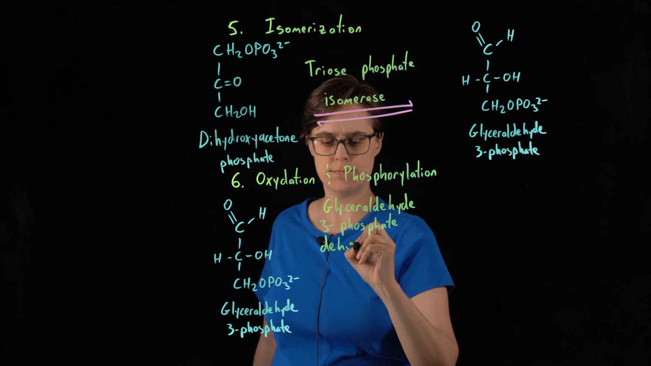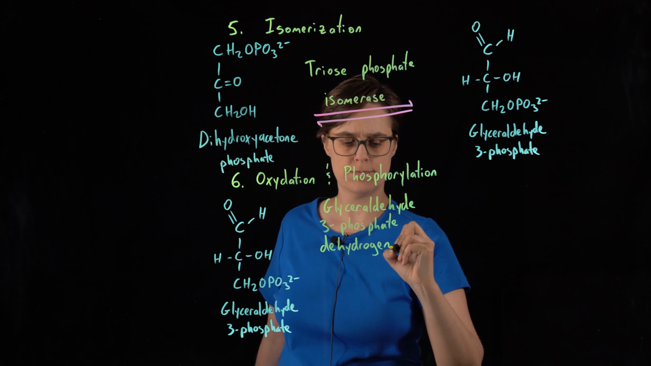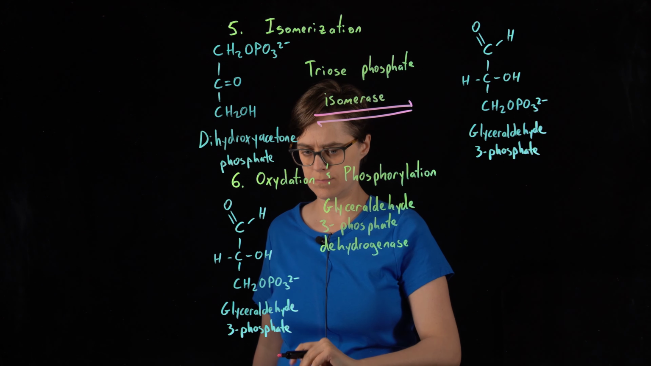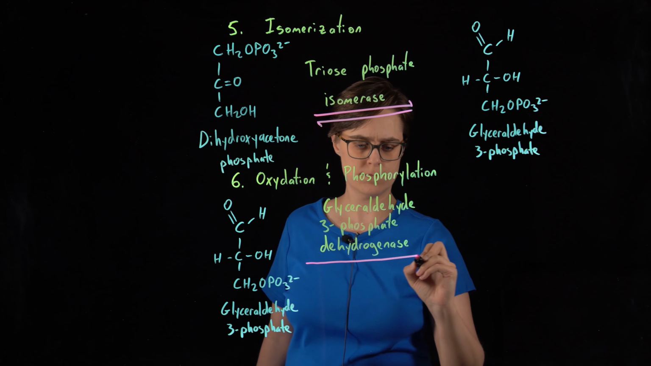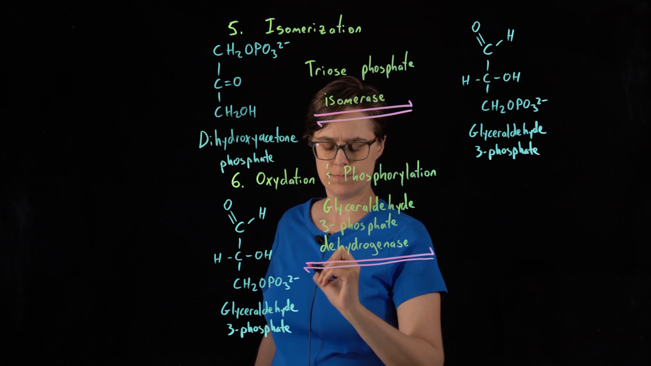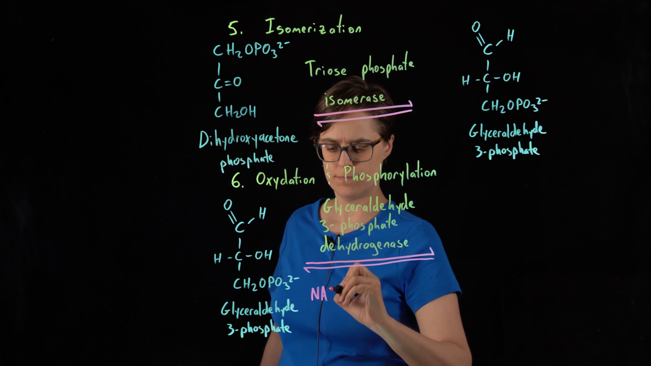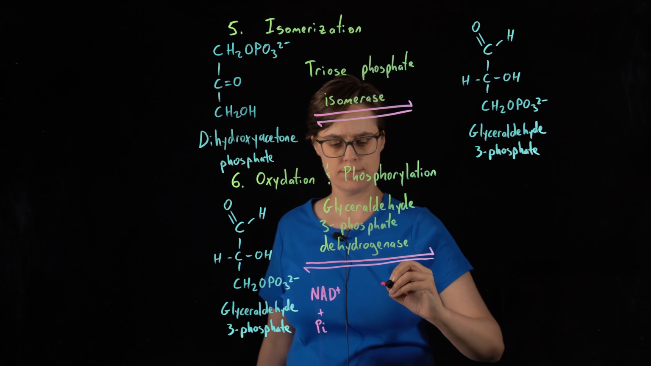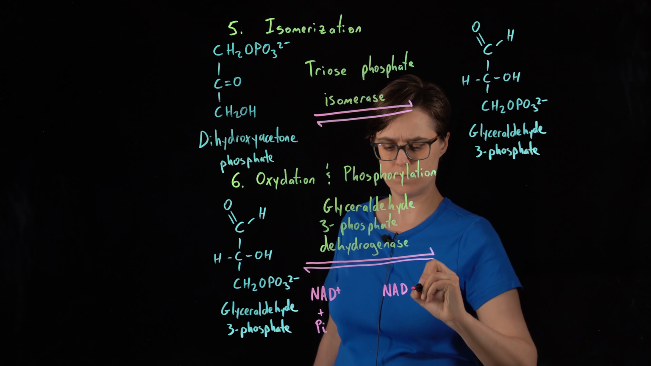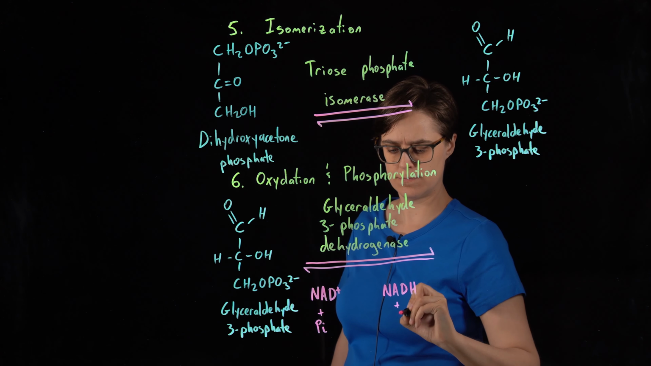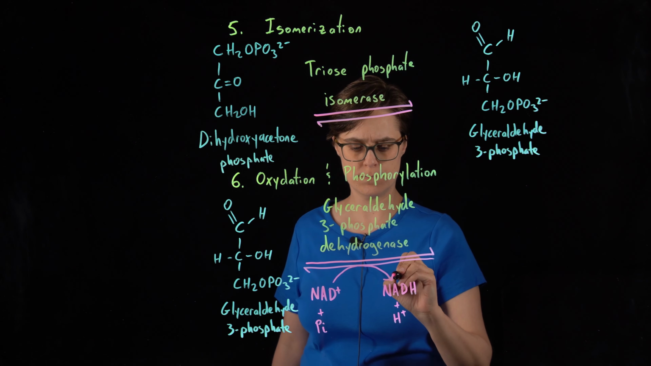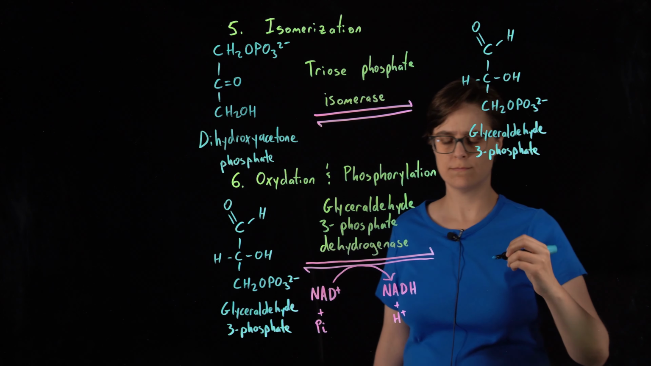We also have a couple of other molecules that we care about. So we need the coenzyme NAD+ as a reactant, and we need some inorganic phosphate. We're going to spit out NADH and a proton, meaning H+. But our product for this step is 1,3-biphosphoglycerate. So we have a total of 3 carbons, and carbons 1 and 3 each have a phosphate group.